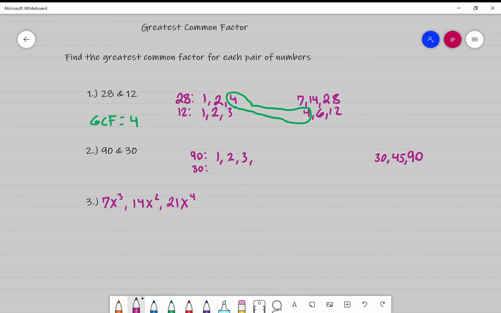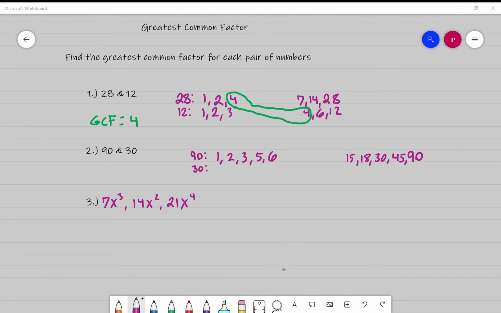18 times. So 5, 18. 6 might go into 90. Well, I know it does. But how many times? 15. Cool. So 6, 15. What about 7? I doubt 7 goes into 90. Nope. What about 8?